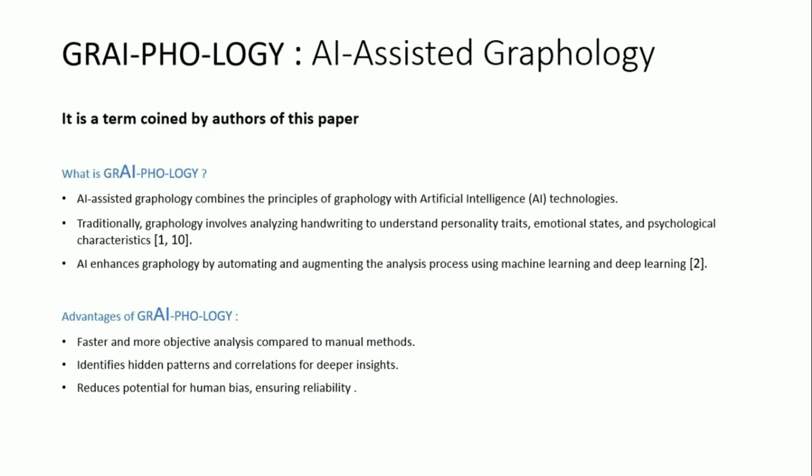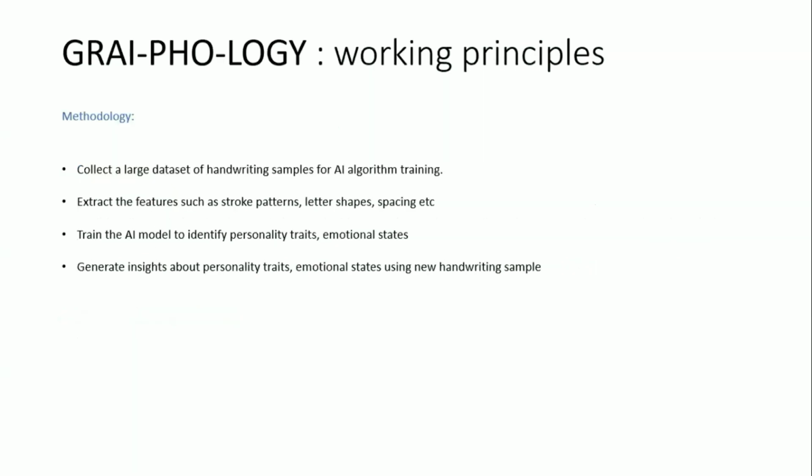There are certain advantages of using GrAIPho-logy, that is automated handwriting analysis. The analysis is more objective, as the human factor is eliminated. It identifies hidden patterns and correlations which are beyond the recognition of humans, which might get missed in human analysis, and it reduces bias and brings in more reliability. So these are the advantages of GrAIPho-logy.